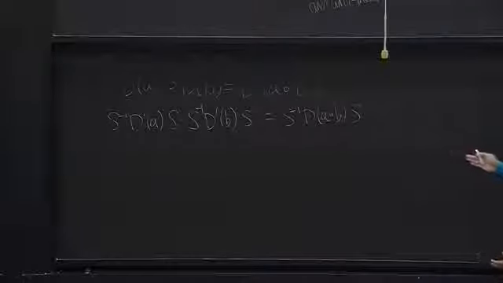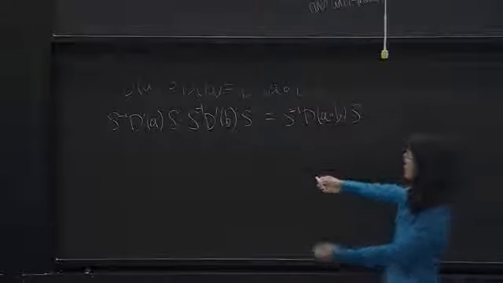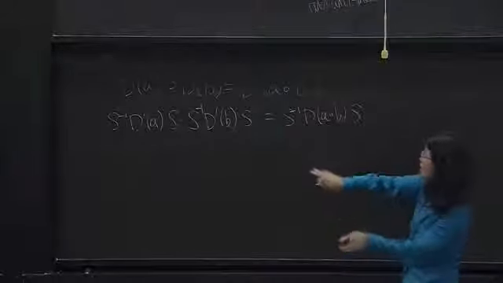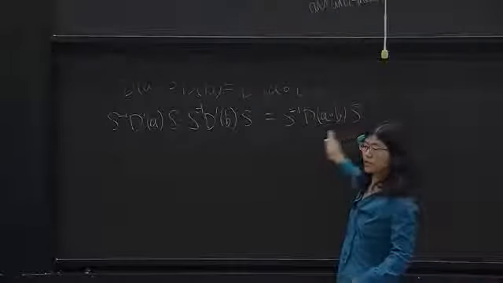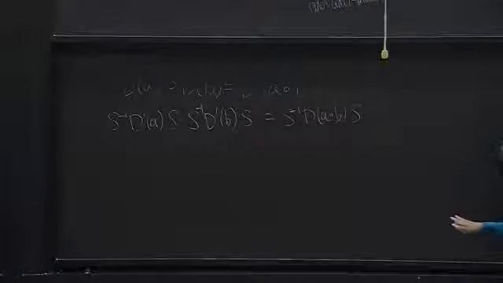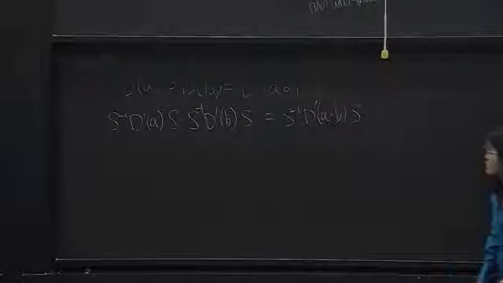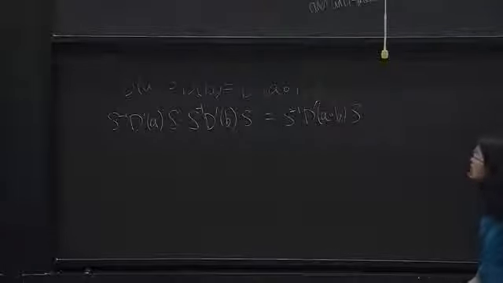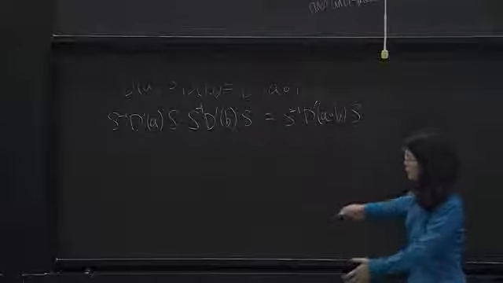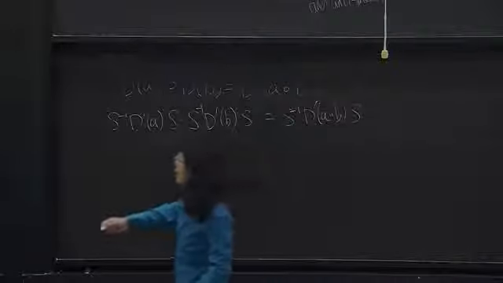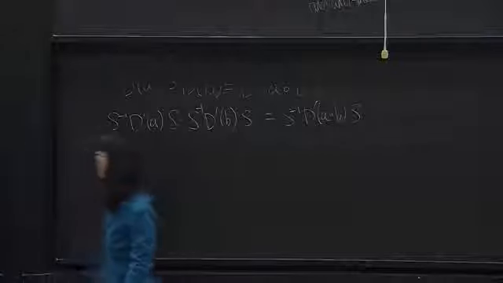But then as long as it works for, say, the generators, because this holds, then it holds for everything else. Should that be a D prime? There should be a D. Thank you. Yep. So then we say, okay, then they are indeed similar, and we should consider them equivalent.